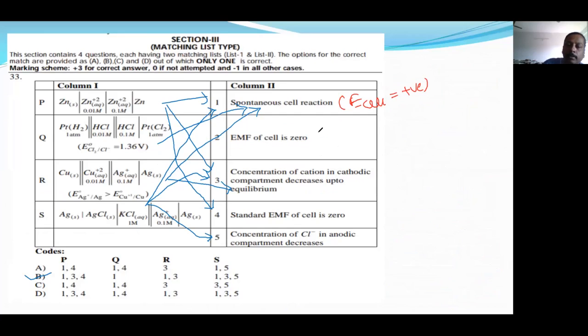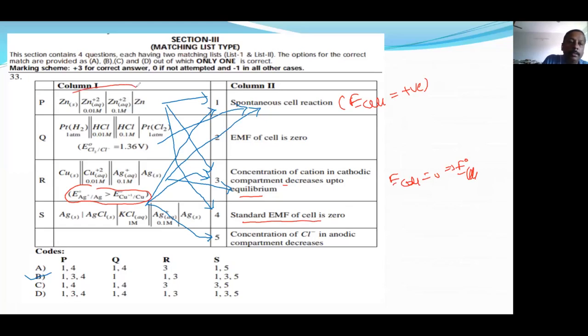EMF of the cell will be 0 only when either both concentrations are equal, or standard EMF is 0. Concentration of cation decreases up to equilibrium. So this is a concentration cell. Okay, so once equilibrium is reached, that means E cell must be 0. So once E cell is equal to E naught cell, the same way standard EMF of cell is 0. This will not depend on the concentration.